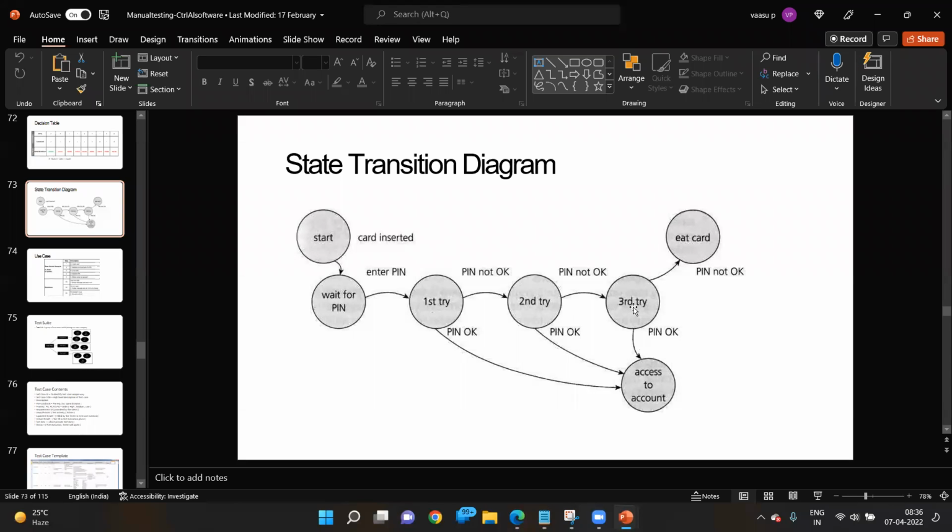So in this diagram, it simply indicates what are the states involved to cover the particular functionality.